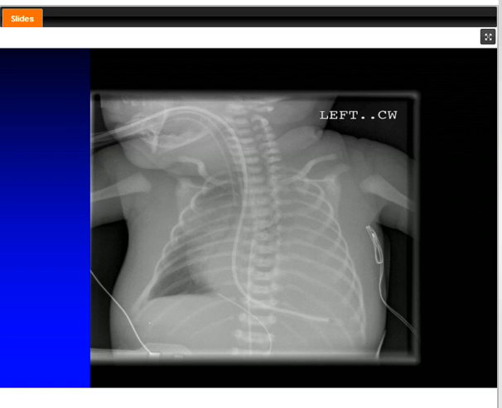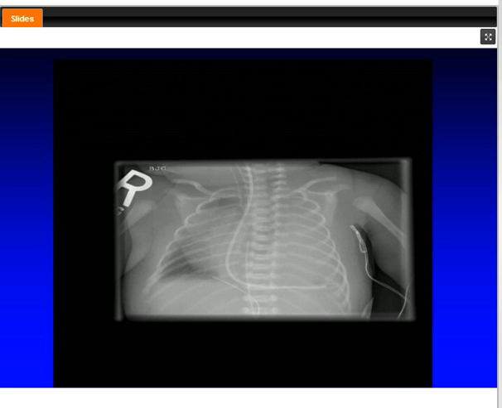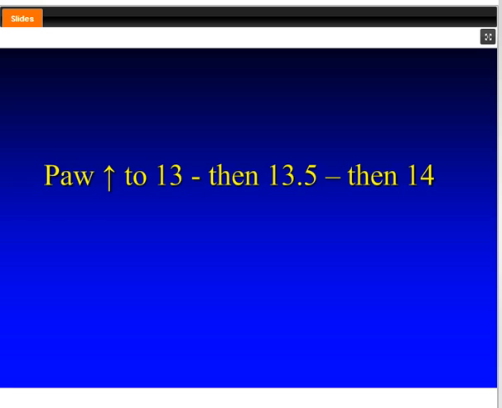And the problem is the baby will continue to lose lung volume, but somebody decided, well, the kid's still almost 10 ribs inflated. We'll get down to the mean of 12.5. Everything else is left the same. The baby had been weaned down in oxygen a little bit. But an hour later, on the same settings, the PO2 is now 68, and the CO2 has remained 43. And you look at the x-ray now, and the baby's even a little less inflated than previously. So they recognize that this baby's gotten worse, so they increased the mean to 13.